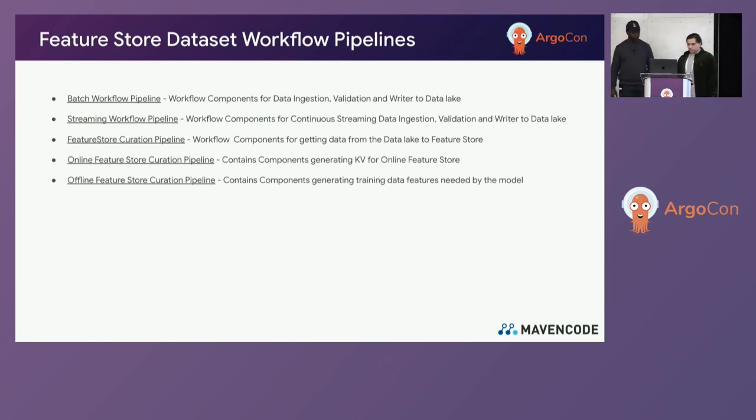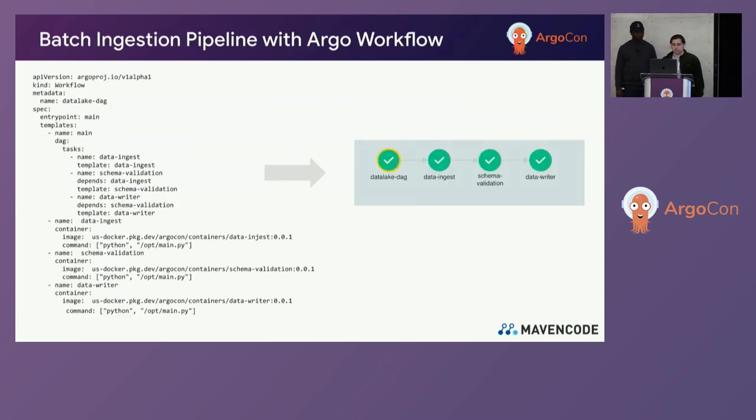Yes, so we use batch workflows, streaming, feature store creation, and online and offline feature stores, all using Argo workflows to build out these components. Here's an example of how we built a small data lake. We did data ingestion: once the message is fired off, we consume the message, we do schema validation on it to make sure the message looks like the correct shape, and then we write it to the data store.